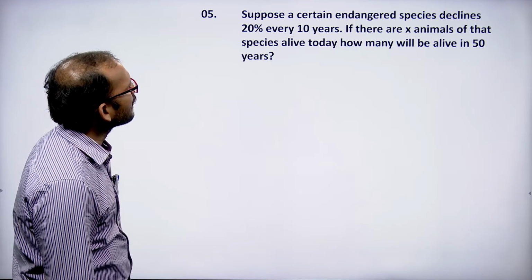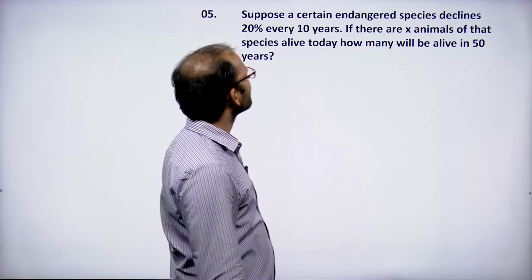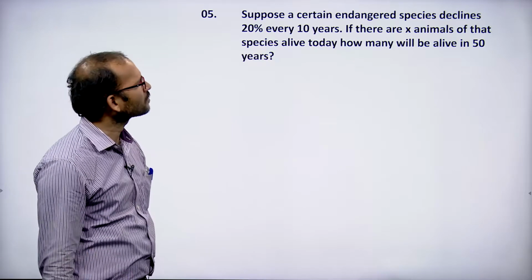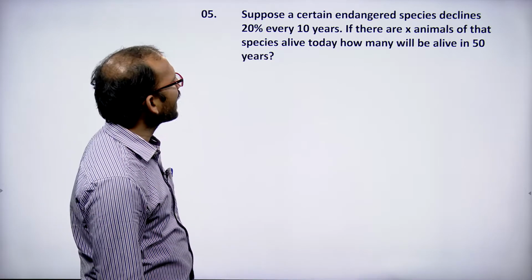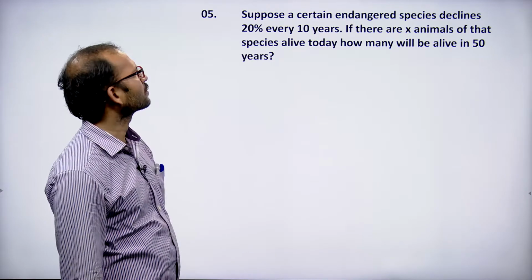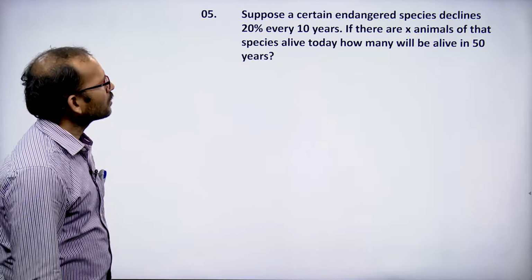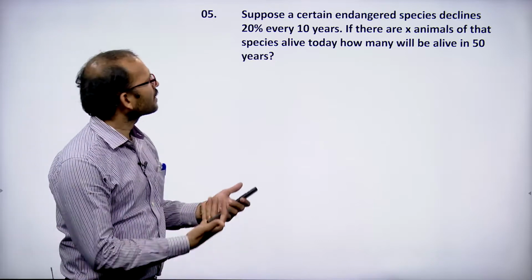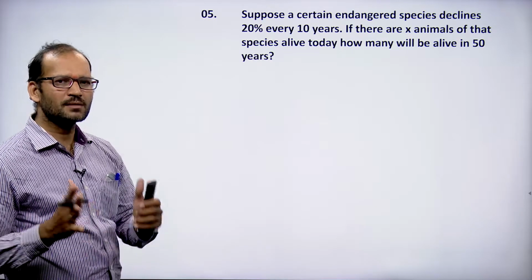Suppose a certain endangered species declines 20% every 10 years. If there are X animals of that species alive today, how many will be alive in 50 years? So some species is there that declines 20% every 10 years. For every 10 years it is decreasing.